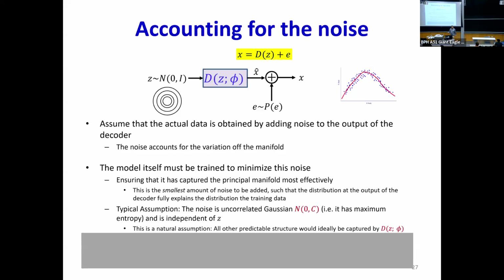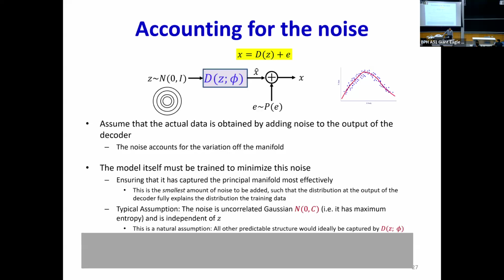And the typical assumption that we will make is that this noise is Gaussian. Once again, why have we got zero mean Gaussian? If the noise had a mean that was not zero, then the decoder itself could just add this bias and reduce the error. Secondly, if the noise had any kind of structure, then you expect that the decoder would actually learn the structure if it's trained properly.